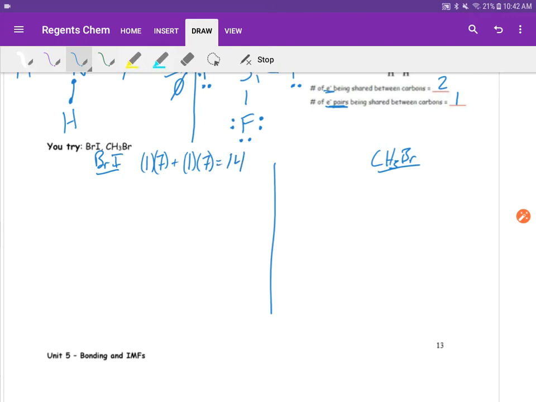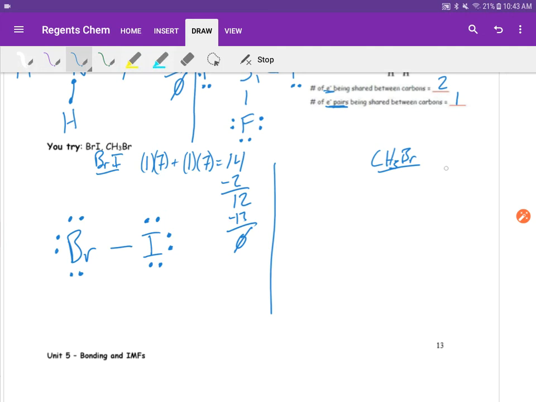Now, BrI, there's no real central atom because there's only 2. So when you have only 2 elements in a compound, there's no central one. They're just kind of next to each other. Okay, connect them with a line, single bond, so subtract out 2. I've got 12 electrons left. Just so happens that each of these guys needs 6 more, so it works out perfectly. Boom. There's what our structure for BrI would look like.